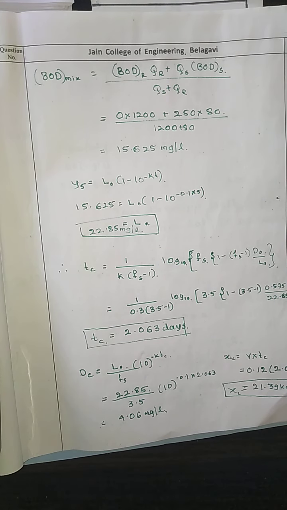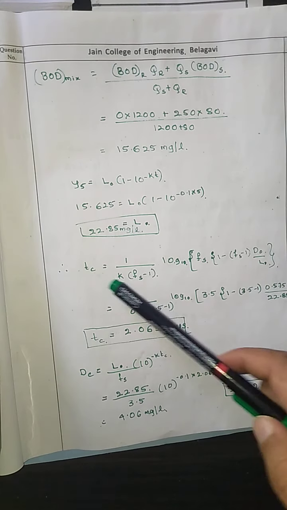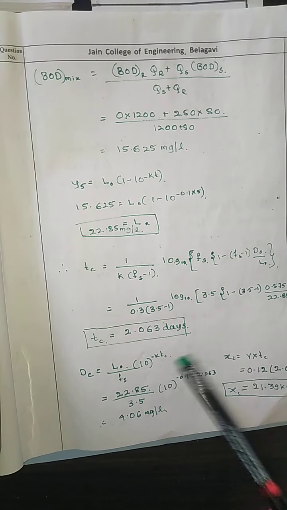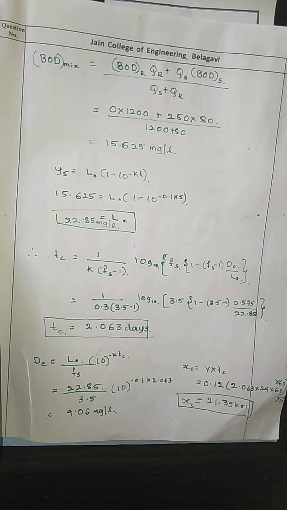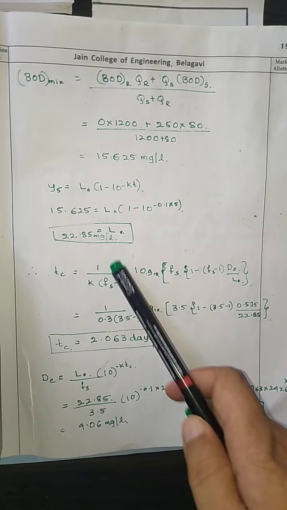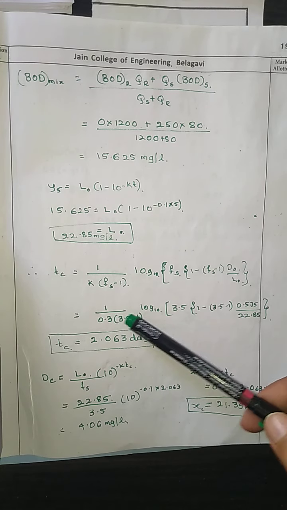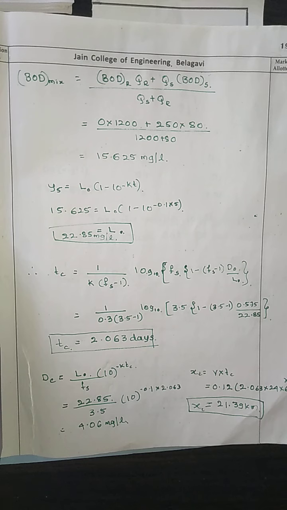Now in this problem, what have they told you to determine? They have told you to determine the number of days required to reach the critical oxygen deficit, and what the critical oxygen deficit is. So we need to find tC, the time required to reach the critical DO deficit. It is 1 divided by K into Fs minus 1. Fs value they have given as 3.5, and the K value they have given as 0.1.